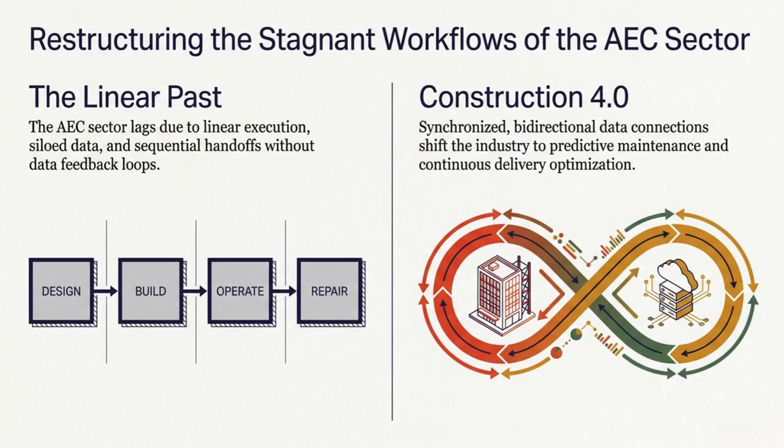Let's start with the problem. The AEC sector, architecture, engineering, and construction, has often worked in a straight line. Design, build, operate, repair. That sounds organized, but it creates silos. Information gets handed off, then lost or delayed. Construction 4.0 changes that by creating bi-directional data loops. In plain language, buildings send information back to designers, operators, and AI systems so decisions can improve continuously, not just after something breaks.